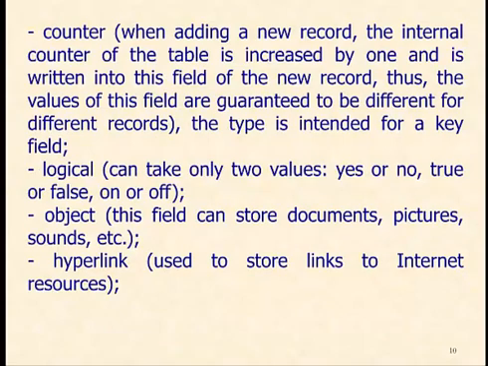Counter, when you're adding a new record, the internal counter of the table is increased by 1 and is written into this field of the new record. Thus, the values of this field are guaranteed to be different for different records. The type is intended for a key field. Logical can take only two values, yes or no, true or false, on or off. It's similar to Boolean type in programming languages.